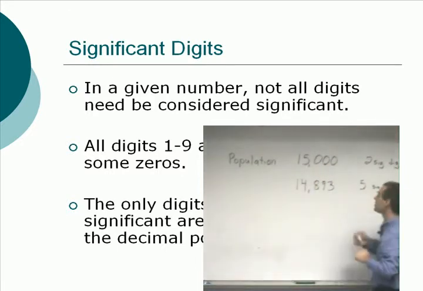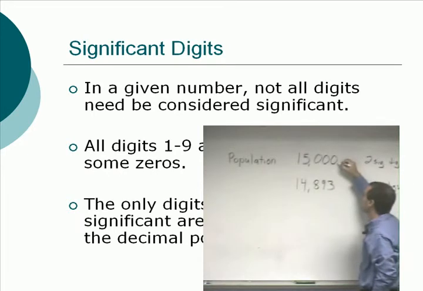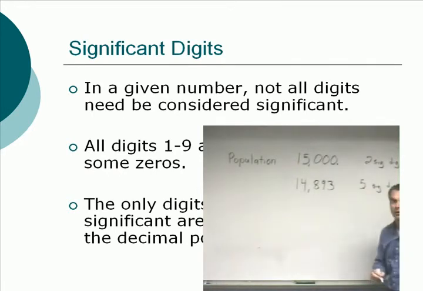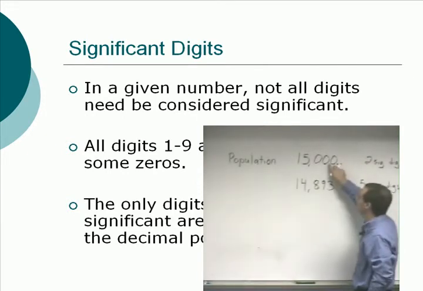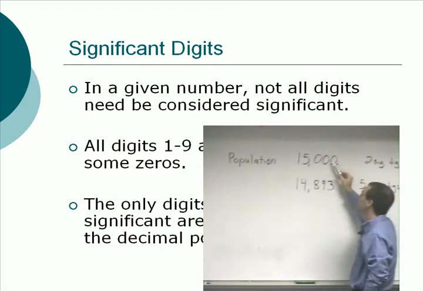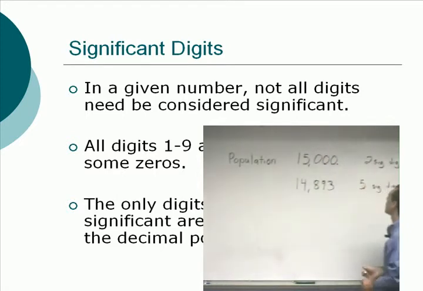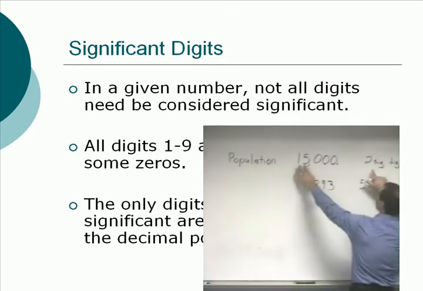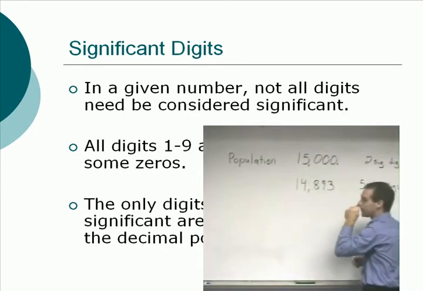That means these zeros, the only thing they're doing really is locating the decimal point, showing that it's 15,000 instead of, say, 1,500 if the decimal point were to float back here. Since these zeros don't actually represent the exact population, all they're doing is holding the decimal point in the right spot, they are considered insignificant. The 1 and the 5 are significant. Those are our 2 sigdigs, but these are not.